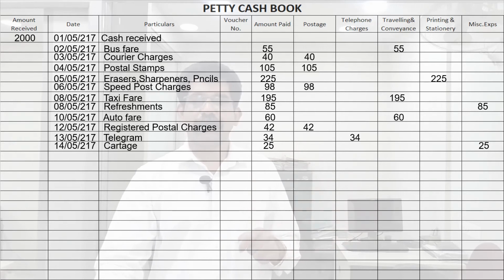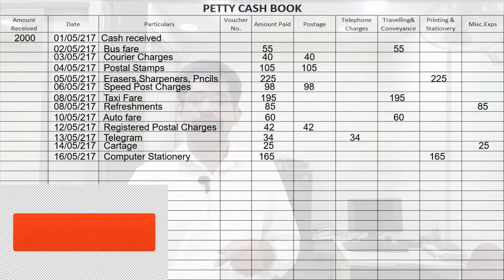On 16th, computer stationery rupees 165. This is a stationery item. We have the column for stationery, printing and stationery. So date column 16th May, computer stationery. Under stationery column, write rupees 165. Take the total to the total amount paid column.